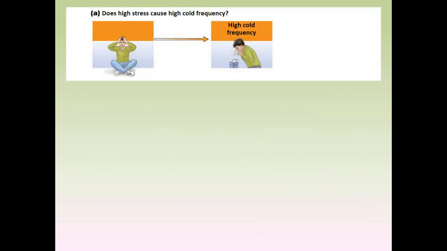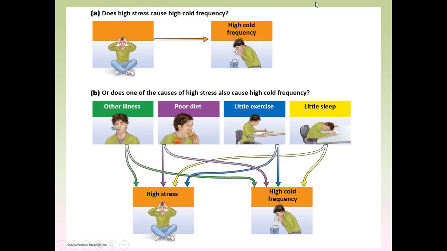Here we've got an example. So does high stress cause colds? Okay. Well, let's think about this here. Are there possible other explanations for this? Well, if you have other illnesses, that can cause high stress. If you have some other underlying illness, that other illness may also predispose you to a cold. Or maybe you've got a poor diet. You're not eating well. We know that eating poorly can lead to stress, but eating poorly can also cause colds.